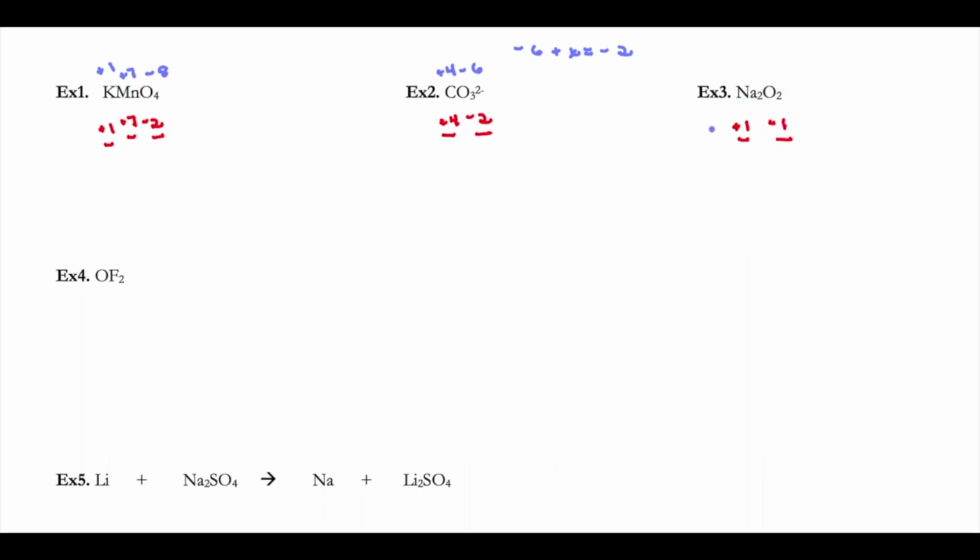And I can easily check this by seeing that if I look at the overall oxidation numbers, sodium contributes +2 because +1, but there are two of them, and oxygen contributes -2. That adds up to 0, which is what I want the overall charge of my compound to be.